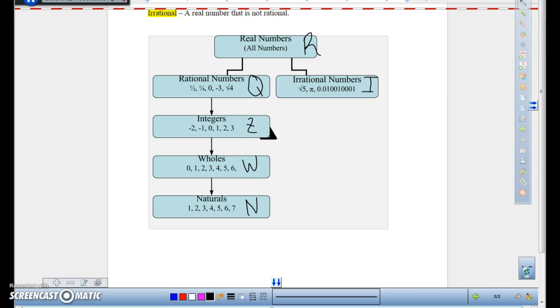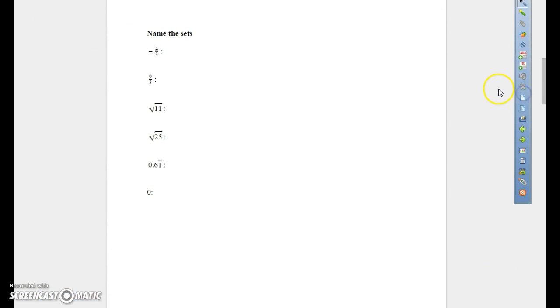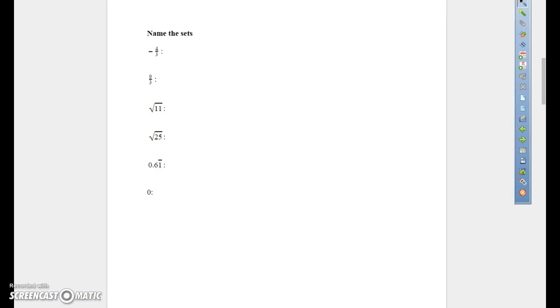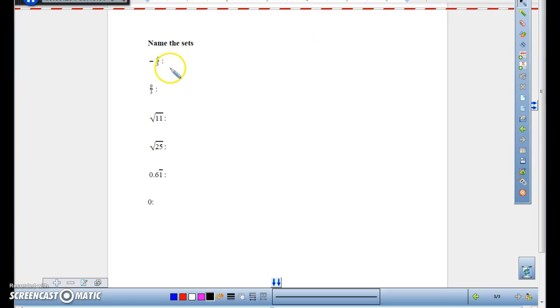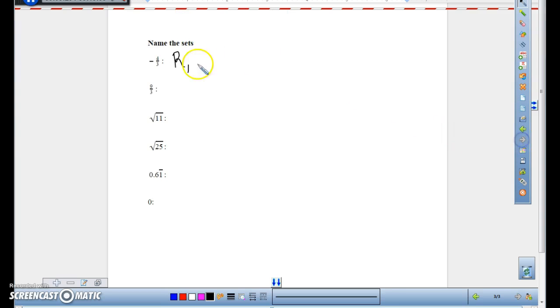So now let's talk about classifying numbers. So let's scroll down here. Let's name the sets that these numbers would be in. And it went away. Hang on just a second. There we go. So -4/3. First of all, is it a fraction? Or is it a real number? That's what we need to decide first. And it is a real number, so we're going to put an R here, for it's a real number. Then the next thing we need to decide, is it a rational or irrational number? Well, if you look at it, it's written as a fraction, so it has to be a rational number. So we're going to put a Q there next.